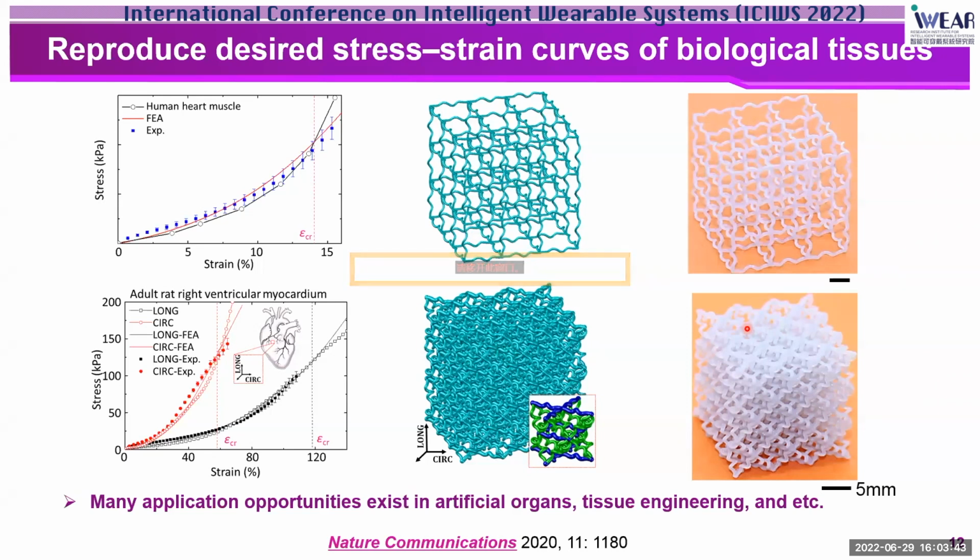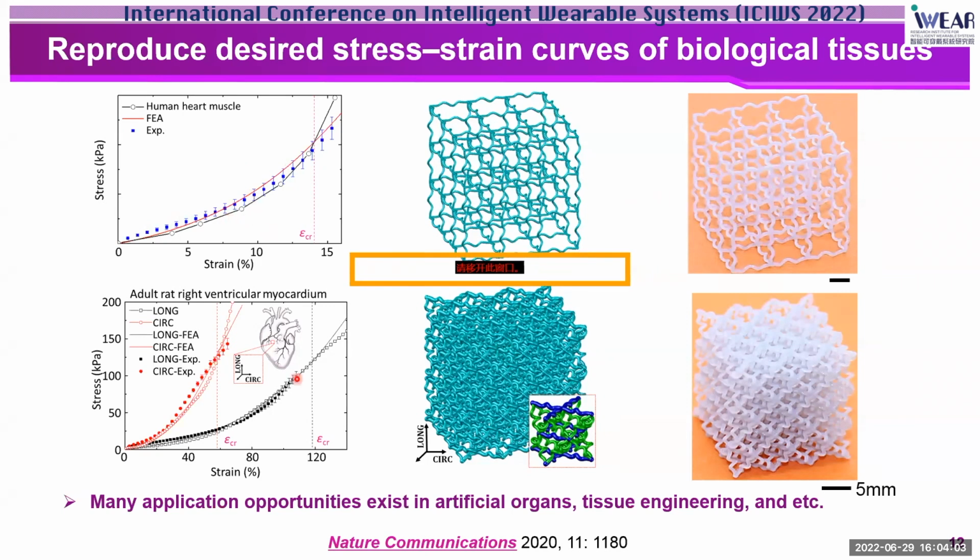So here are two examples. On the left top image, the black curve is the stress strain curve of a human heart muscle. And the blue dots correspond to the results of the artificial 3D printed material, which agrees fairly well with the J-shaped stress strain curves of real heart muscle.